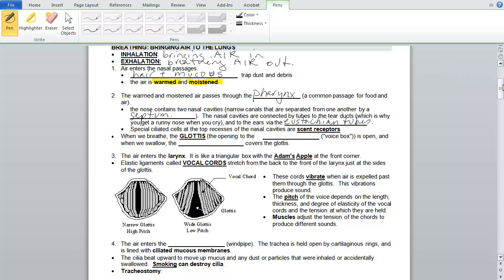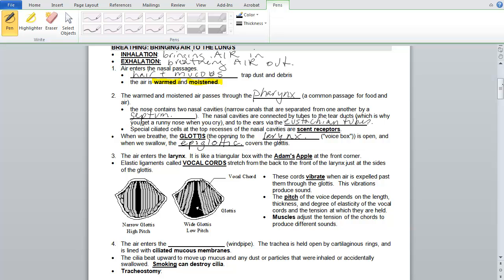When we breathe, the epiglottis is the flap of skin that covers the opening to our larynx, which is the top of our trachea, our airway, or the voice box. And when we swallow, the epiglottis covers the opening. So the epiglottis is what covers the opening, the glottis.